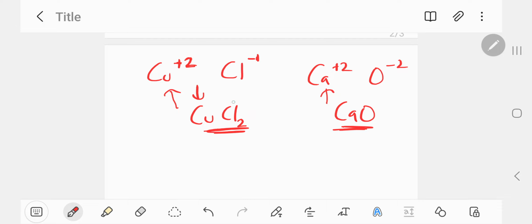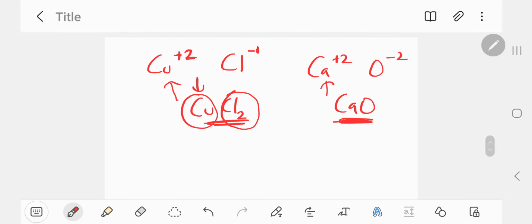Another way to think of this is you need 2 chlorines to balance the 1 copper. Cl2 means there's 2 chlorines, okay? Because 2 times -1 is -2. -2 and +2 cancel out. Whereas here, +2, -2 cancel out. You don't need to do anything.